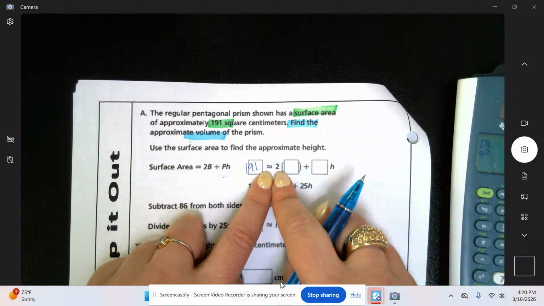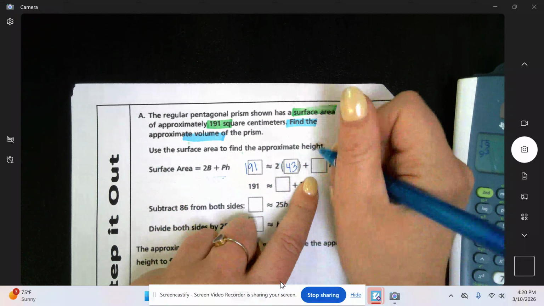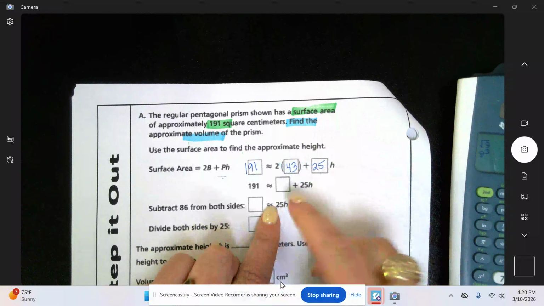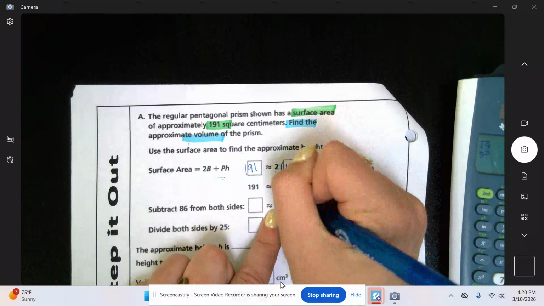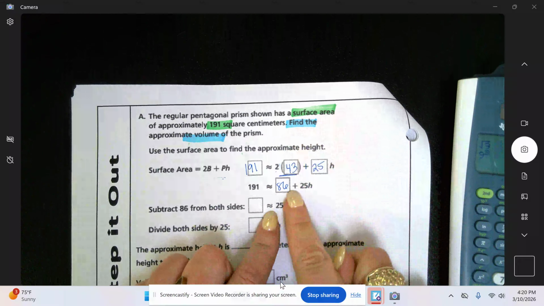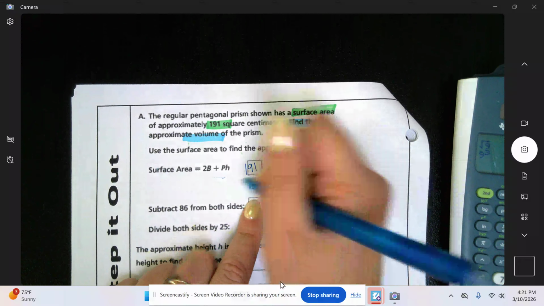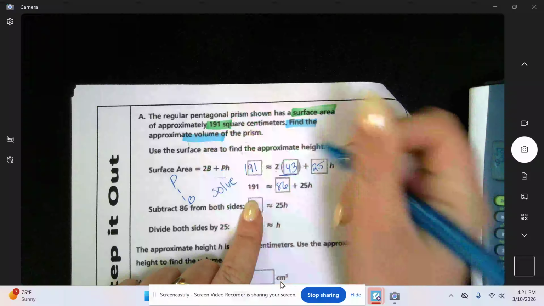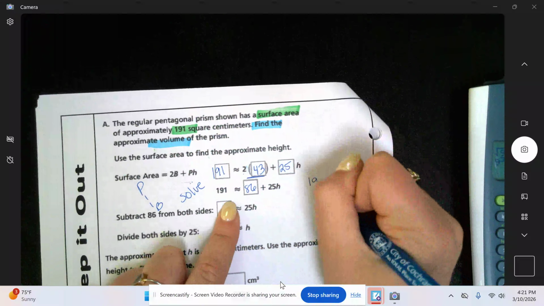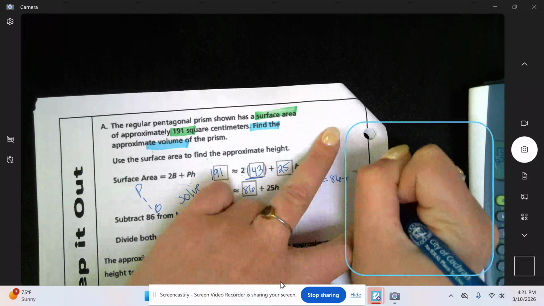2 stays 2. We know that the B from the previous page was 43, and we found the perimeter to be 25. Alright, combine like terms, simplify. 2 times 43 is 86. So we have 86 plus 25H equals 191. This is when it turns into just solving, and we pivot, P-I-I-B, okay? So I'm going to write it over here so I have more room. 191 is about 86 plus 25H.